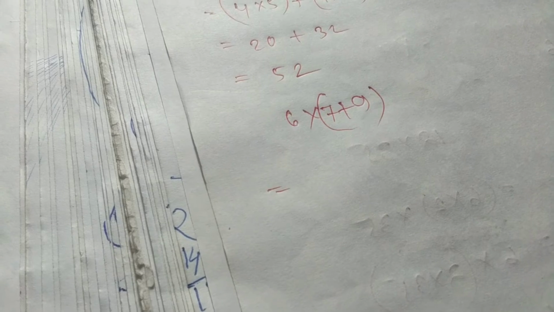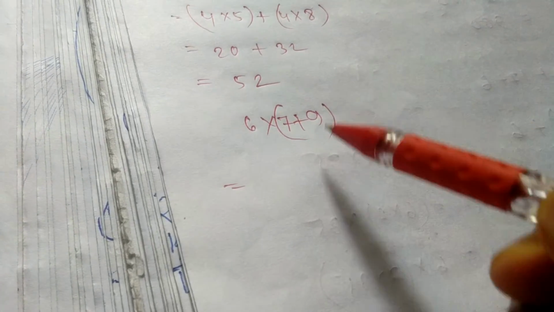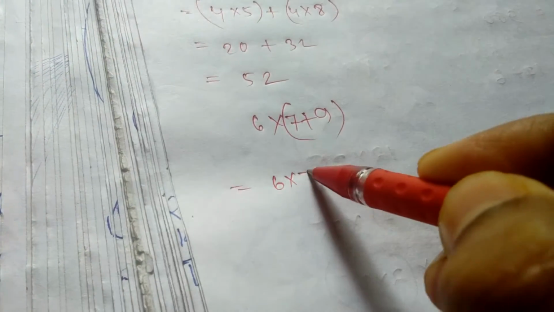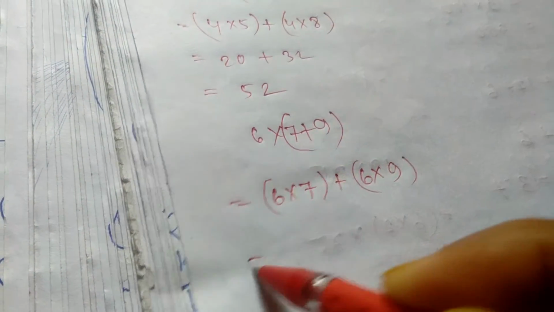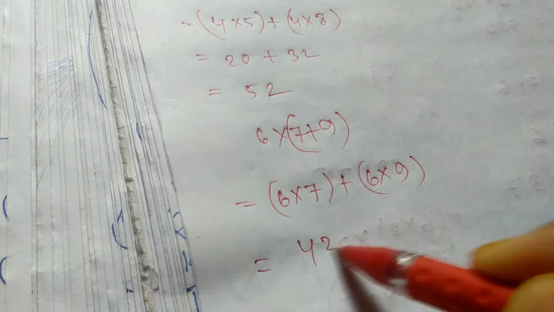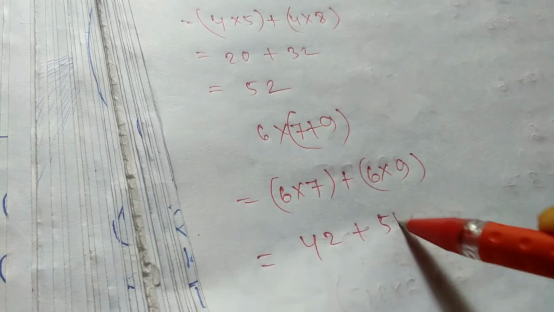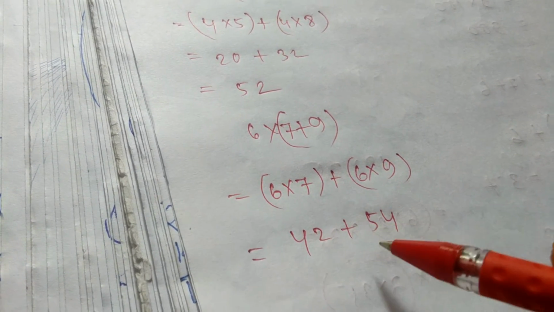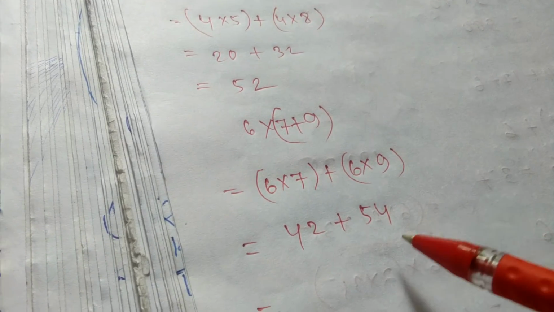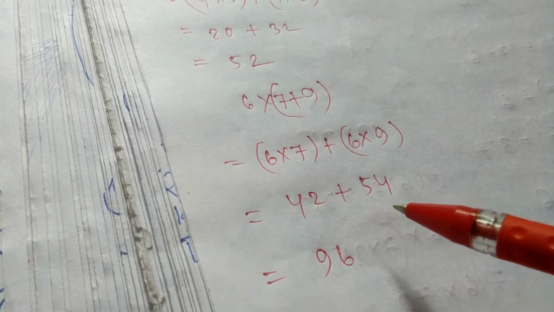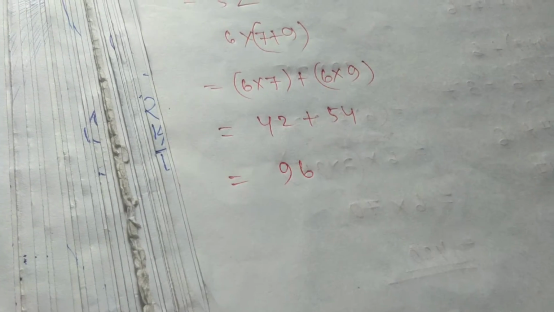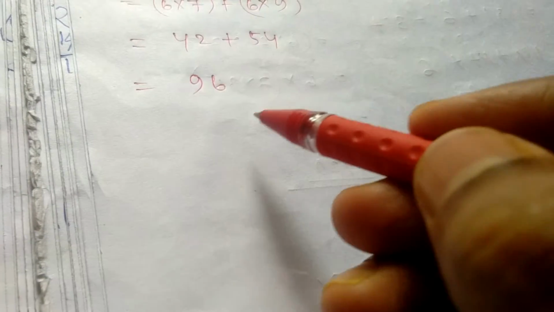One more example, that is 6 into 7 plus 9. So 6 into 7 plus 6 into 9. 6 7s are 42 plus 54. 6 9s are 54. So 42 plus 54 is 96, that is our answer.